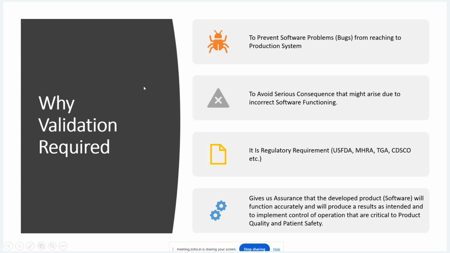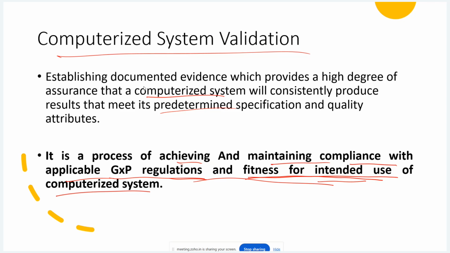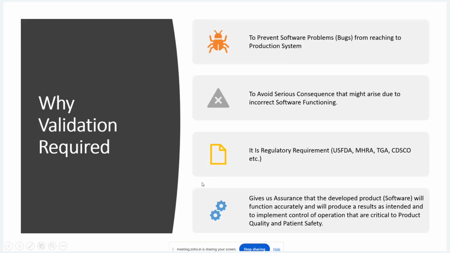Now, why is validation required? Of course, one thing we already understand: to achieve the same result, to ensure that my system is fit for the intended use. It gives me the assurance that whenever I'm using this system, it provides me the same consistent output. This is the first thing, of course.